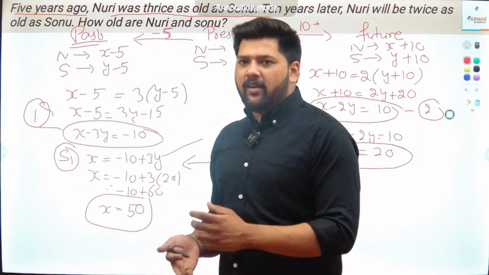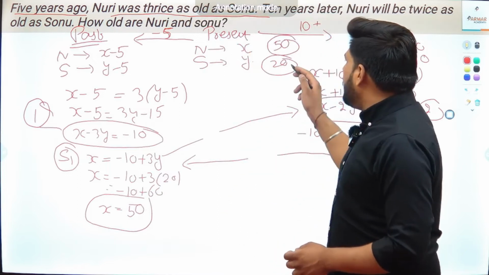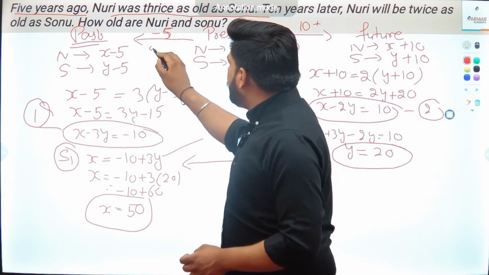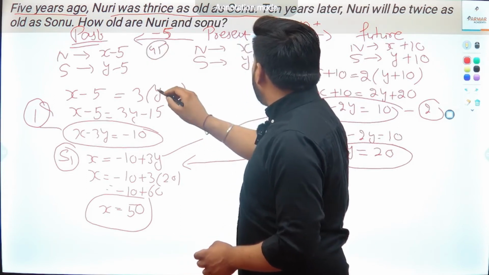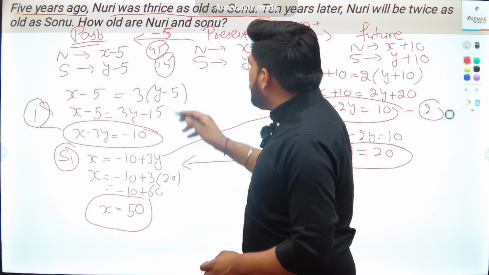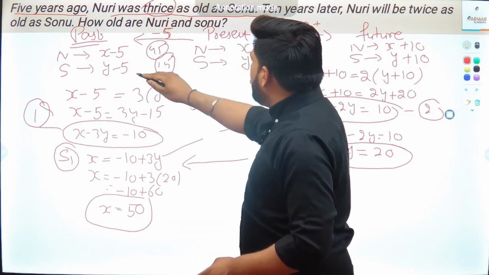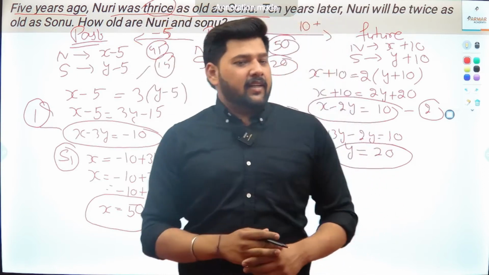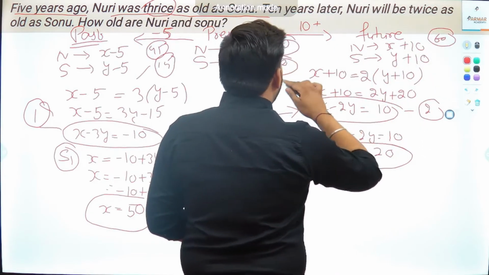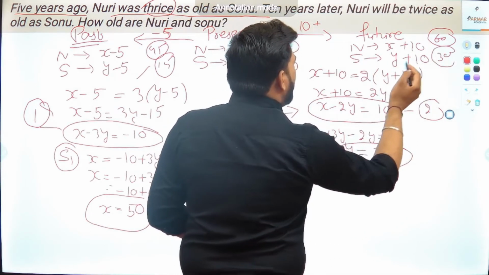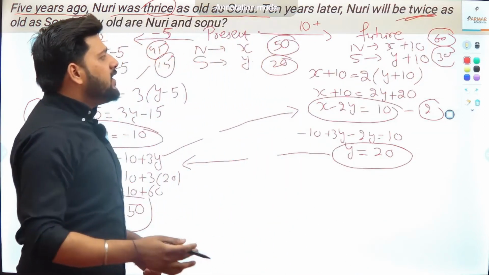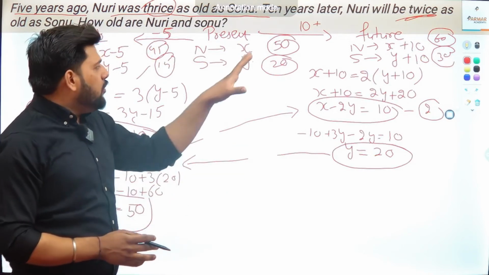Again, we have to verify our solution. Simply look here, 5 years in the past, Noori's age is 50 minus 5, that is 45, and Sonu's age is 15. Noori's age is 3 times Sonu's. This is the condition, thrice. Yes, the first condition is fulfilled. In 10 years in the future, Noori is 50 plus 10, that is 60, and Sonu is 20 plus 10, 30. Here Noori is twice as old as Sonu.